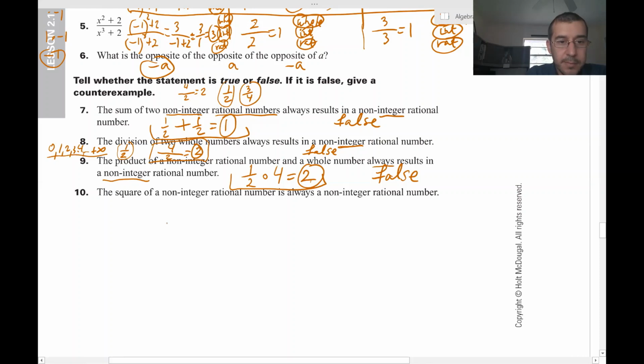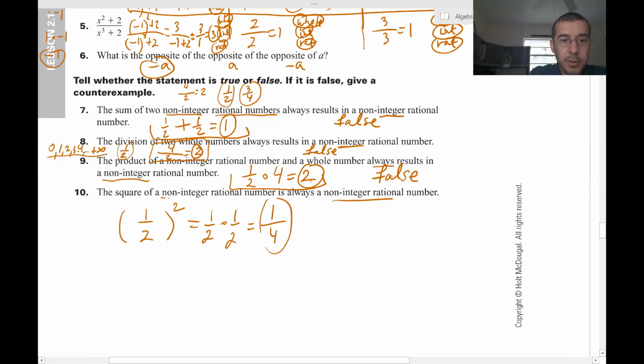Number 10, the square. So there is something and we are squaring it. The square of a non-integer rational number, so something like 1/2 or 3/4. So let's do 1/2. The square of a non-integer rational number is always a non-integer rational number. Okay, so this is 1/2 times 1/2. 1 times 1 is 1, 2 times 2 is 4. So is always a non-integer rational number. This is true.